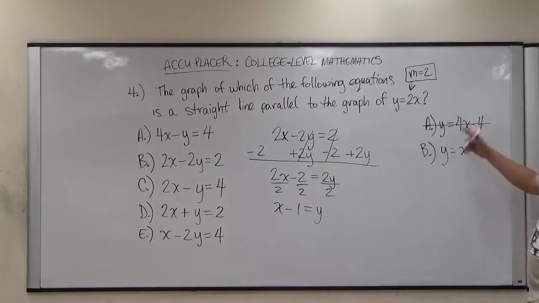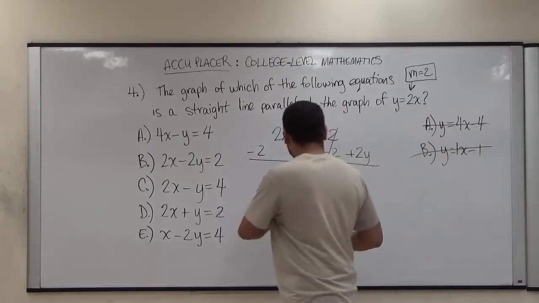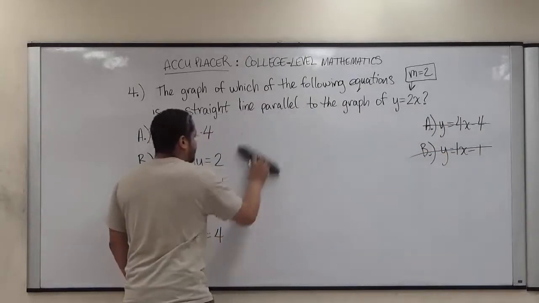Again, the slope should be 2, and here I have a slope of 1. This cannot be the solution. So on to the next one.